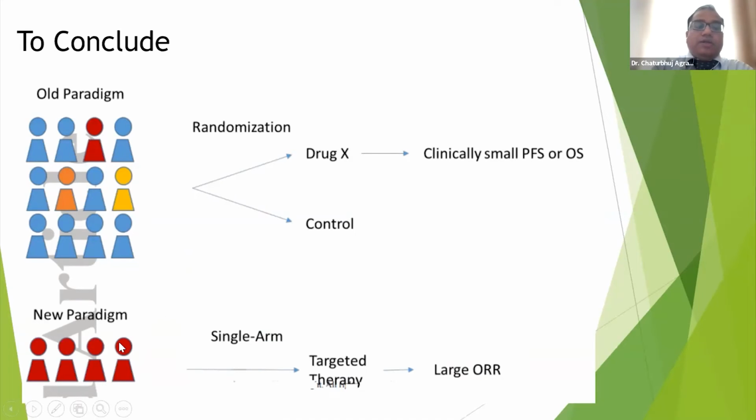But now in the new paradigm, if it's a rare tumor subtype, if it's a low frequency disease, in a single arm trial we assign patients to targeted therapy, and we prove the effectiveness of that therapy on the basis of overall response rate.